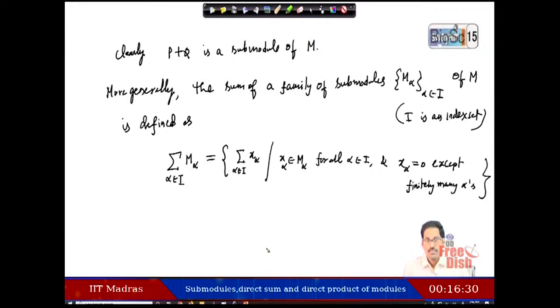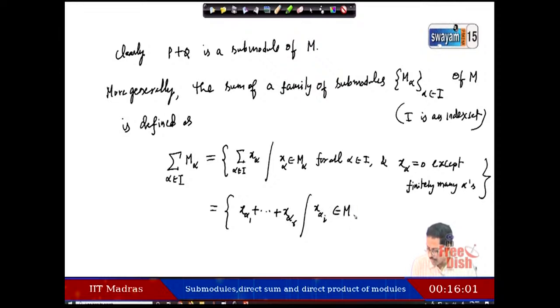So, these sums are not infinite sums, okay. The sums we are considering are finite sums only, even though I is an infinite set. Why? Because x alpha equals 0 except for finitely many alphas. So that is basically something like this: x alpha 1 plus x alpha 2 plus, and so on, plus x alpha r, such that x alpha i belongs to M alpha i for each i less than or equal to r, okay. So that set is the same as this one.